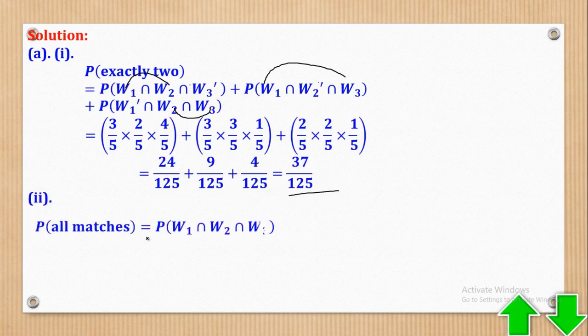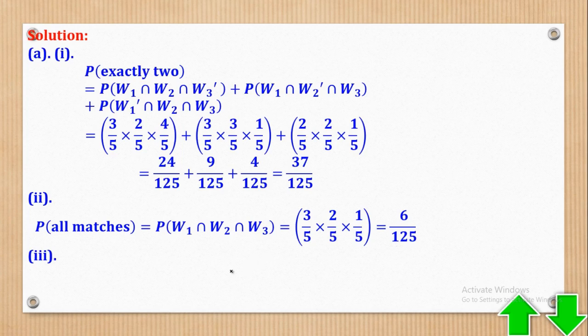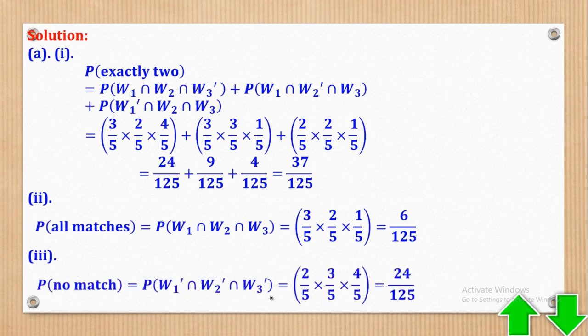Then for winning all matches, it means that you win first, second and third, so you come up with that probability. Then winning no match, you lose the first, second and third, so you come up with 24 over 125.